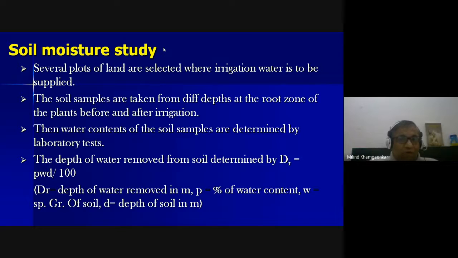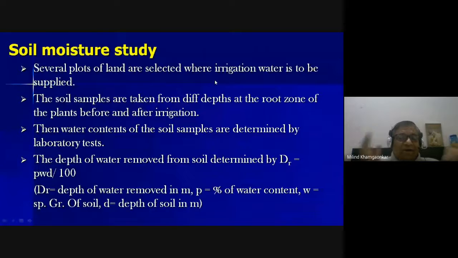You all are aware of how to find the moisture content. Weight of the wet soil minus weight of the dry soil, divided by weight of the dry soil, multiplied by 100, is called the moisture content. You all have learned this in your geotechnical engineering.